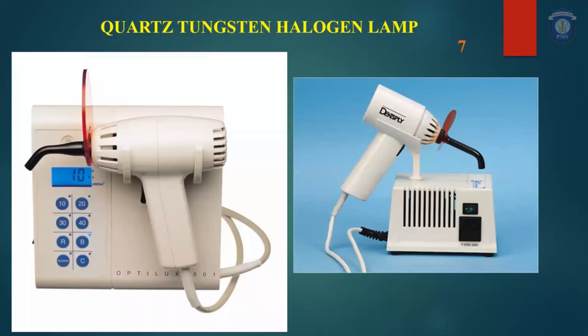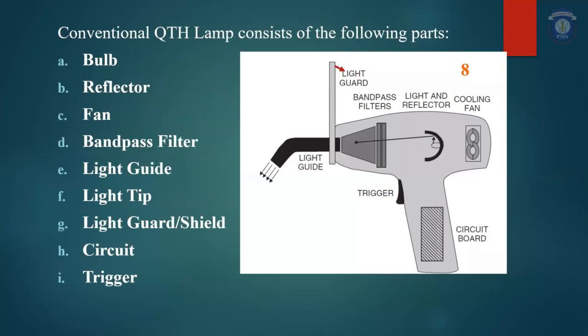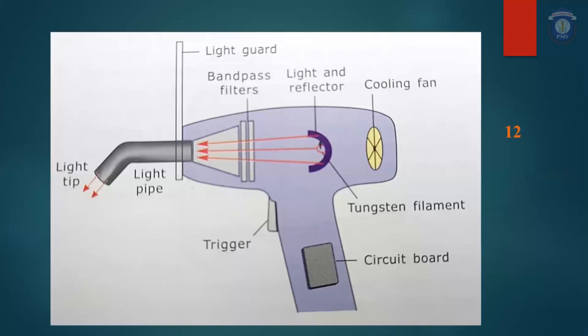This is a picture of a QTH lamp that is being used in clinical practice. As you can appreciate from the picture, we have a light tip through which light will be coming out. This is called the light pipe. Then there are filters which will remove all light except in the range of 460 to 480 nanometer. Then we have what is called a light guard, which will protect the eyes of the clinician from the UV light that is being passed through the light tip.